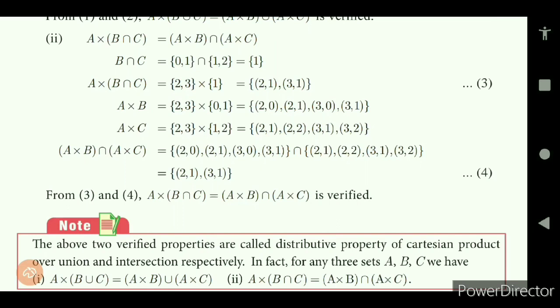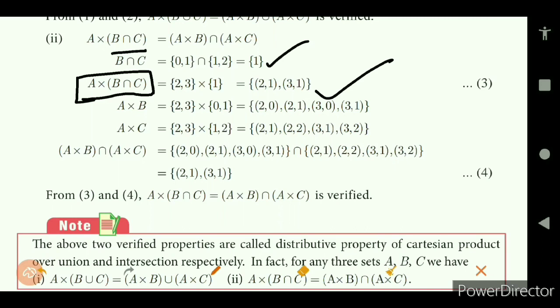So first of all, we should find the answer for A intersection B. Intersection means common things in set A and B. What are the common things here? In set B and C, 1 is a common thing. And we should find the answer for A cross B intersection C. This is our answer. The left side is over now.